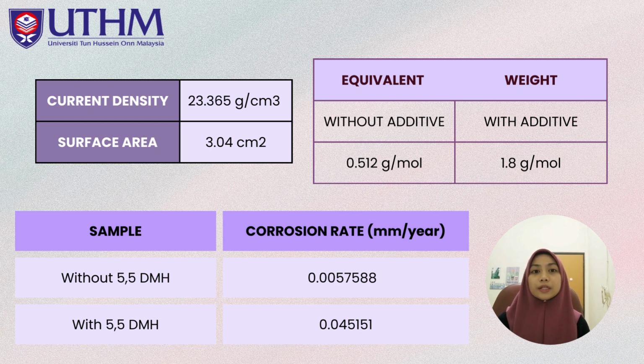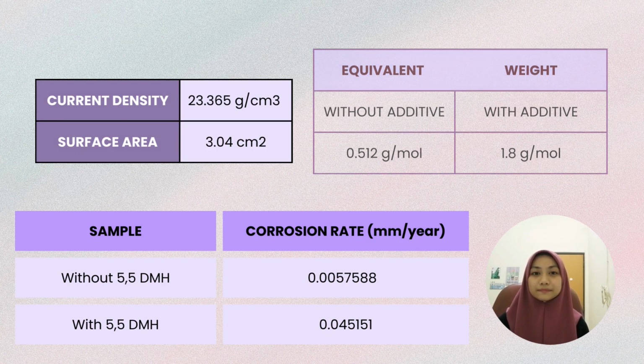The corrosion rate of each sample is tabulated in the table, where the sample with the addition of 5,5-dimethylhydantoin has a higher corrosion rate than the sample without 5,5-dimethylhydantoin, which means it is more likely to wear down. This shows that 5,5-dimethylhydantoin is not a suitable additive to lower the corrosion rate of copper-tin-zinc.